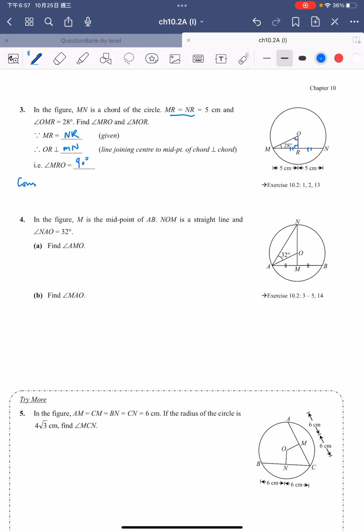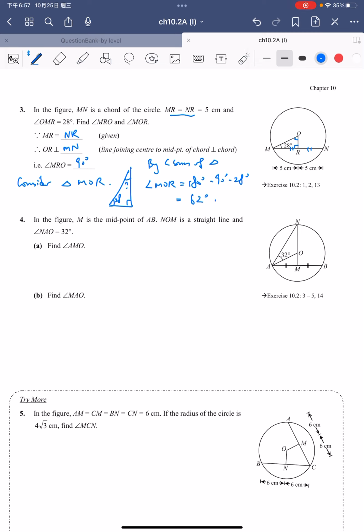Then if we consider the triangle MOR, we have 90 degrees, we have 28 degrees, and our required angle is this one. By using the angle sum of a triangle, the angle MOR is going to be equal to 180 degrees minus 90 minus 28. The answer should be equal to 62 degrees.